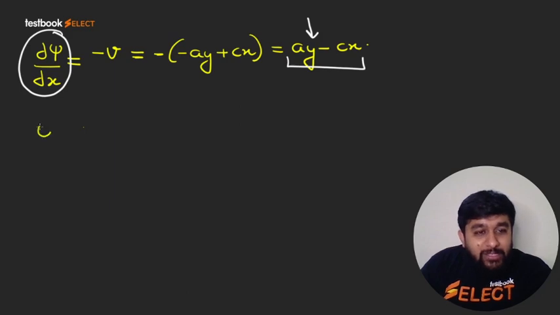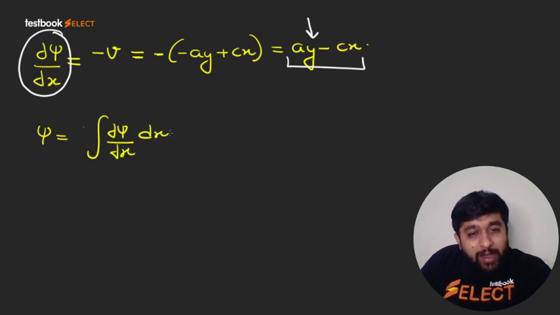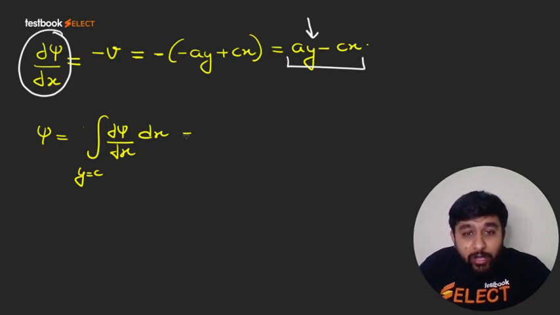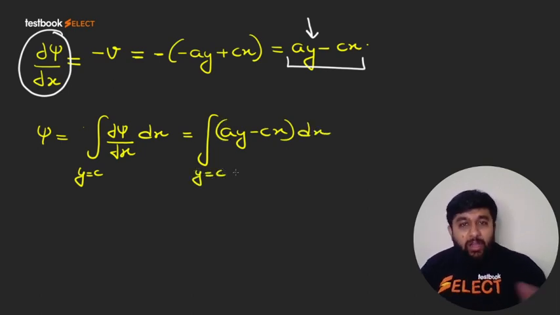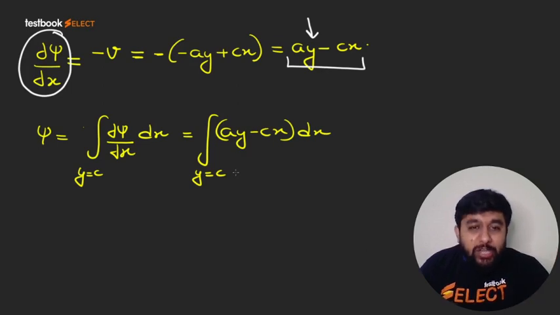We will get psi is equal to integral of del psi by del x treating y as a constant. Therefore, this will be equal to integral of ay minus cx treating y as a constant. So we will get psi, and obviously this is an indefinite integration because we are not applying any limits. So once we integrate, you will have a constant of integration.